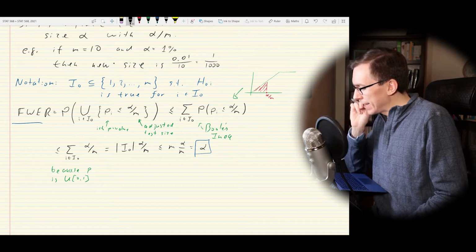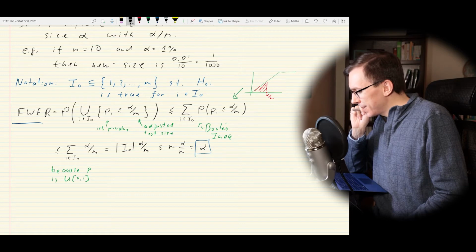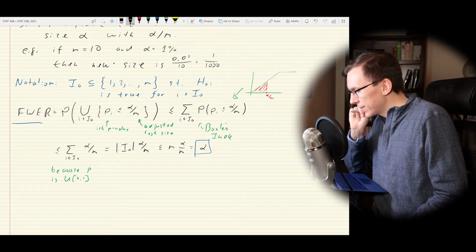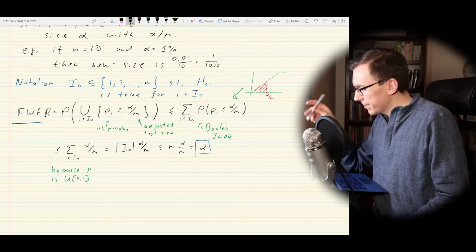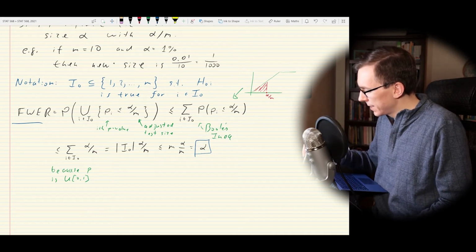Yeah, something's bugging me about that triangle. Am I drawing that wrong? It should be alpha m. Something just seems... Oh no. Of course not. That's silly. Of course. I was like, what am I doing wrong?